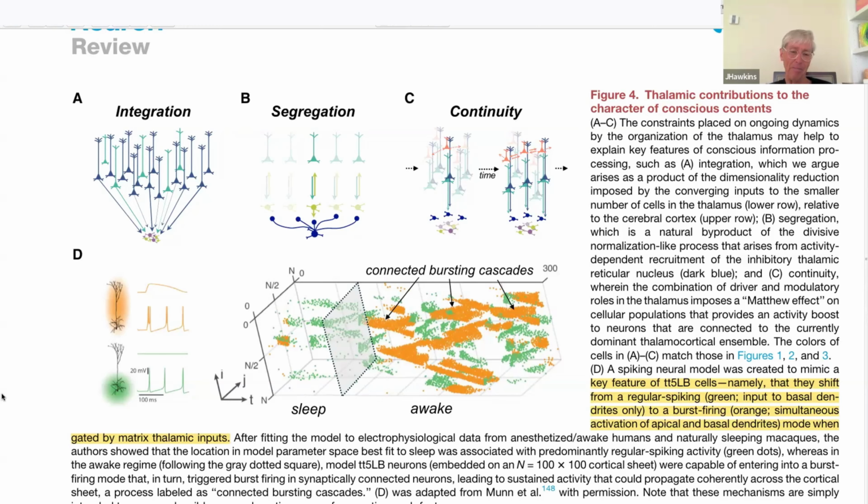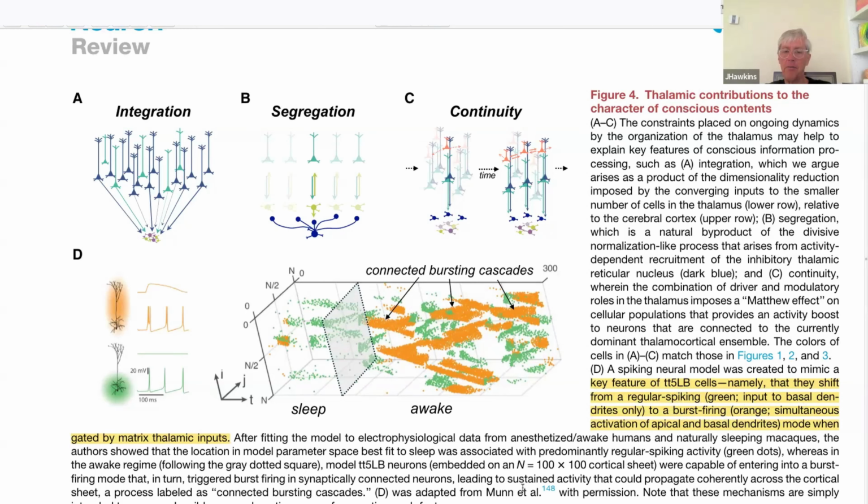I don't know if that's what these people said, but parts of it are also about differences between sleep, wake, and anesthesia. Oh, that's interesting. For example, this figure here is a simulation, but I think they also have experimental data on this. One of the key features of these layer 5B cells is that they shift from regular spiking to burst firing when they receive input to their basal dendrites. Can I interrupt you here? I think I remember, right.